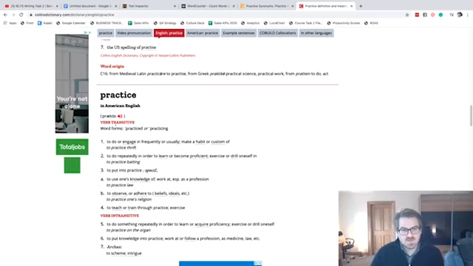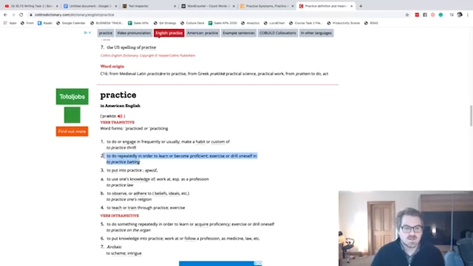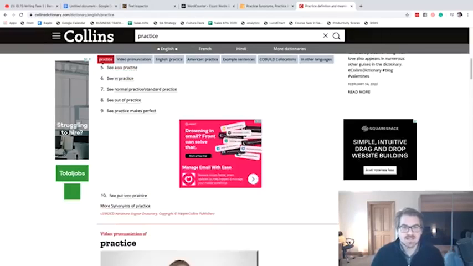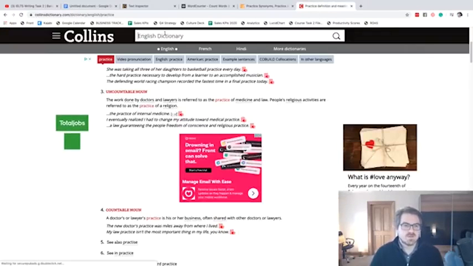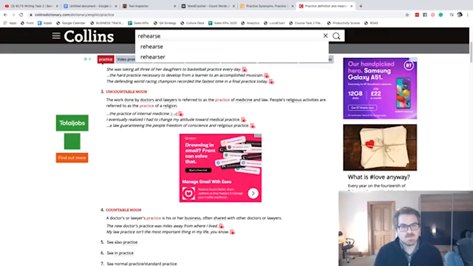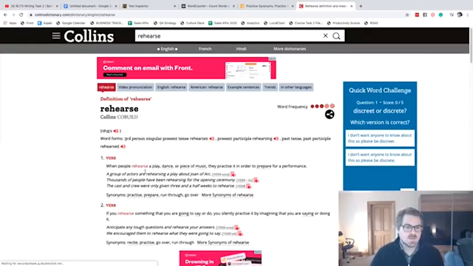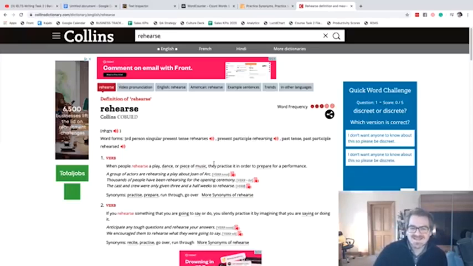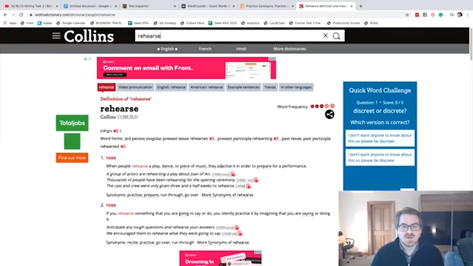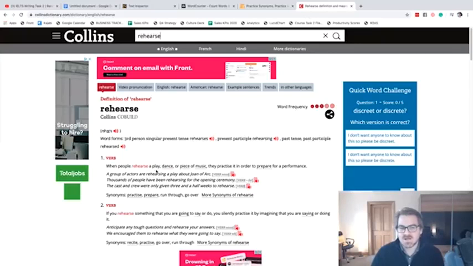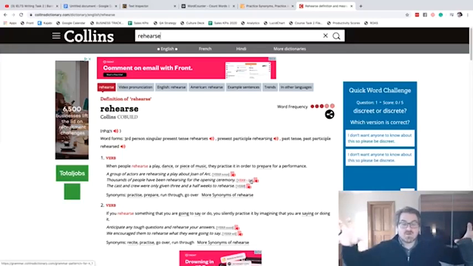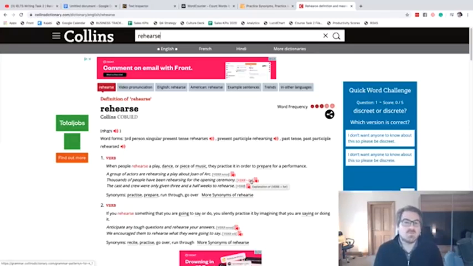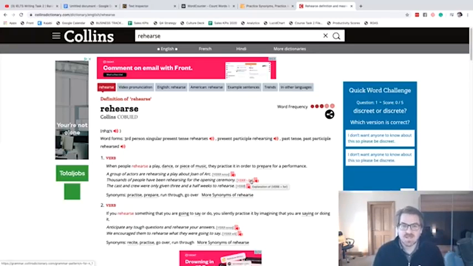So we'd have a look to see, okay, the verb means to do repeatedly in order to learn or become proficient. All right, so this is what we're looking for: a synonym that means the same as that. Rehearse, does this mean the same? Okay, so have a look. When people rehearse a play, dance, or piece of music, they practice it in order to prepare for a performance. So it does kind of mean the same thing. It is a synonym. But we probably couldn't use that because it's within the context of rehearsing a play, a dance, a piece of music, something to do with the arts in order to prepare for a performance that you are going to do. So if you put rehearse in here without really checking the meaning of it, you would technically be wrong.